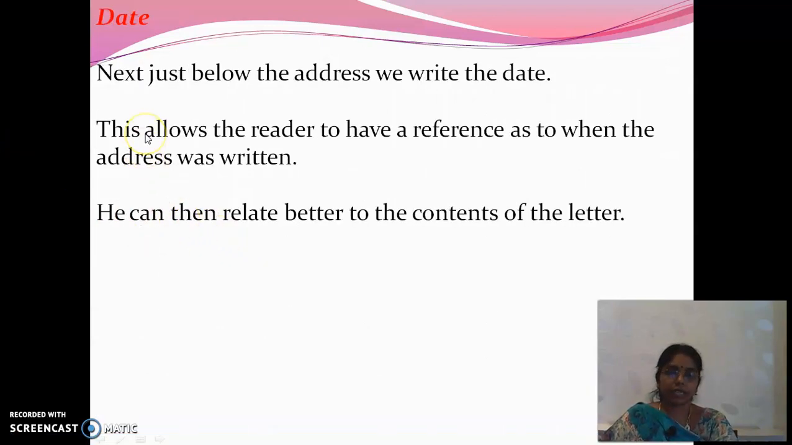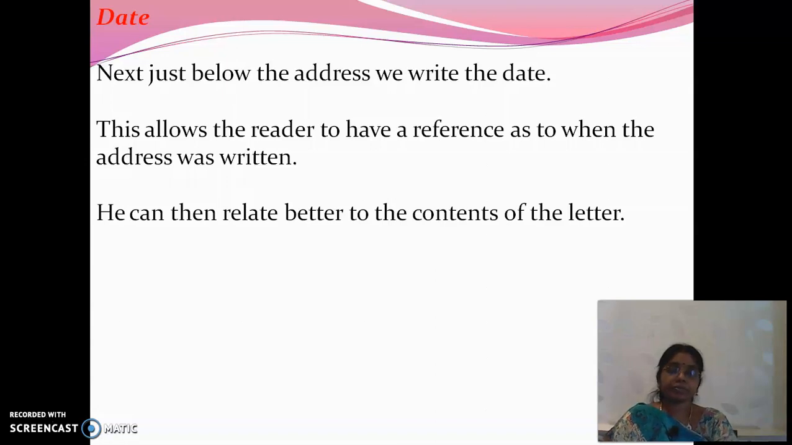Next is date. Just below the address, we write the date. This will allow the reader to have a reference as to when you wrote the letter, and then he can relate to the contents of the previous letter and it will be easy for us to talk. Okay, he can then relate better to the contents of the letter.